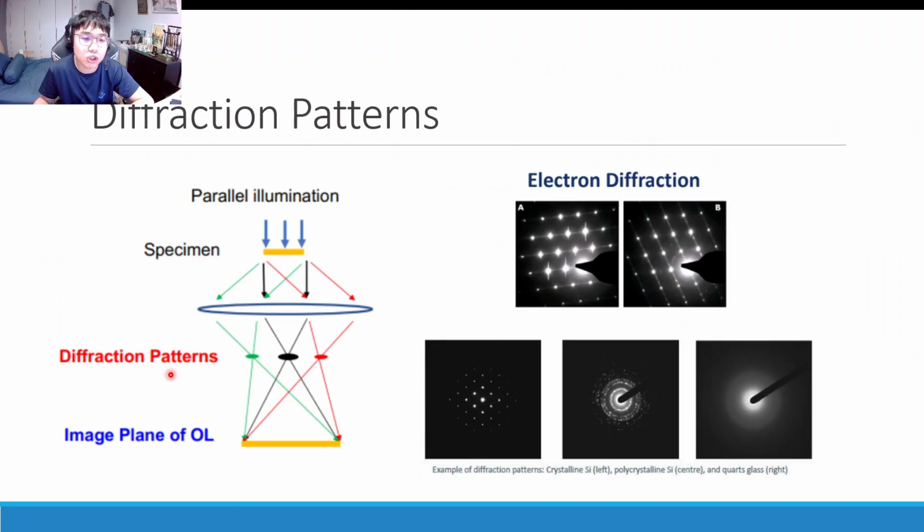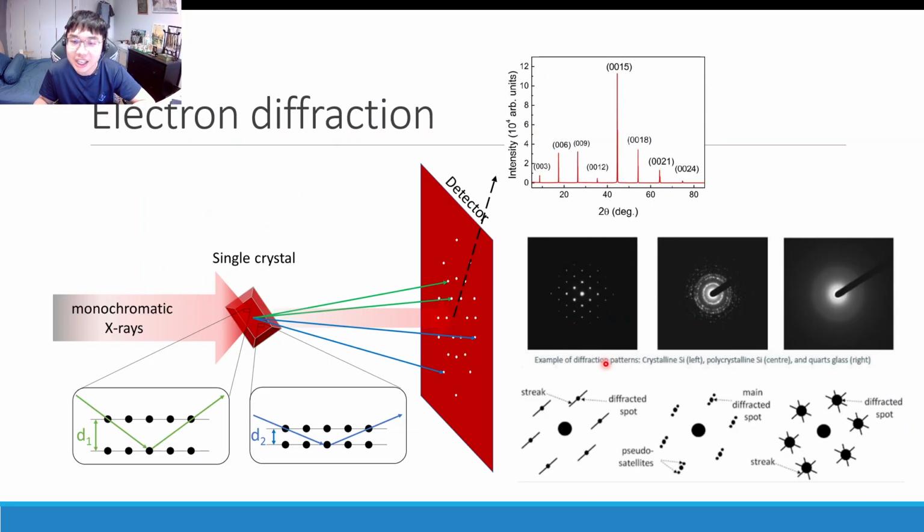Because if you choose to obtain the image from the back focal plane instead of the image plane, you will not get the image of your sample, you will get the diffraction pattern instead. And so you can actually obtain all of these diffraction patterns from a TEM instrument.